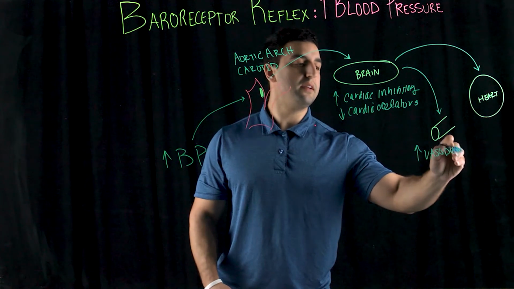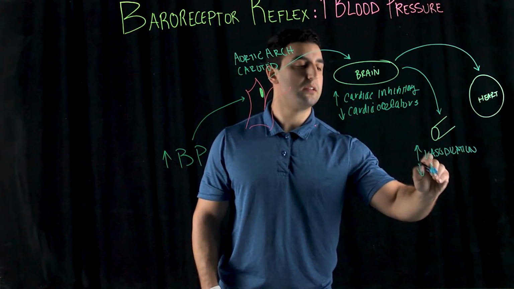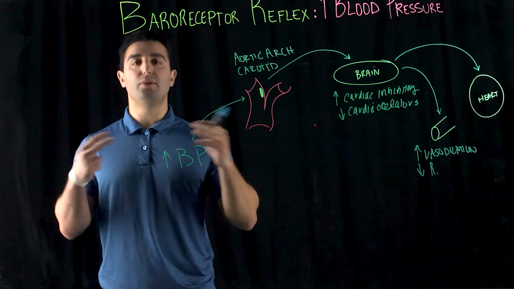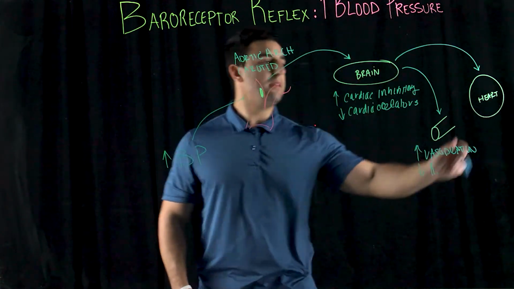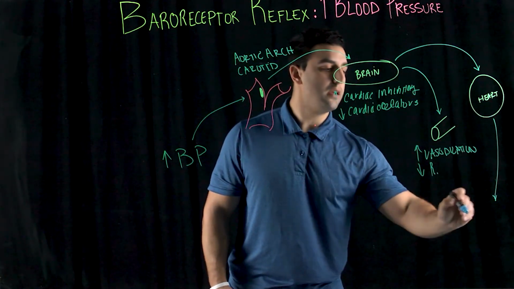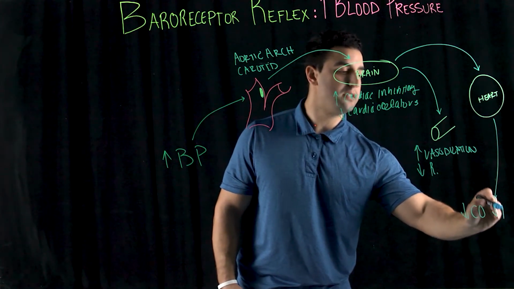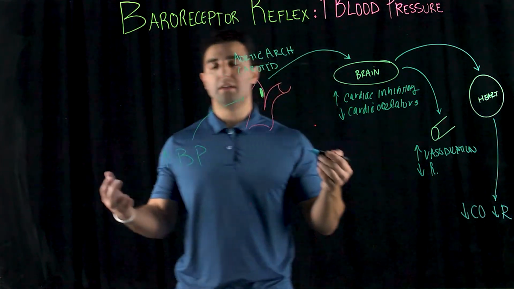So this increase in vasodilation causes a decrease in peripheral resistance, right? And so this decrease in peripheral resistance allows for a proper blood flow. And all of this pathway then eventually leads to a decrease in cardiac output, and as we said before, decrease in resistance, and eventually it'll lead to decreased blood pressure.